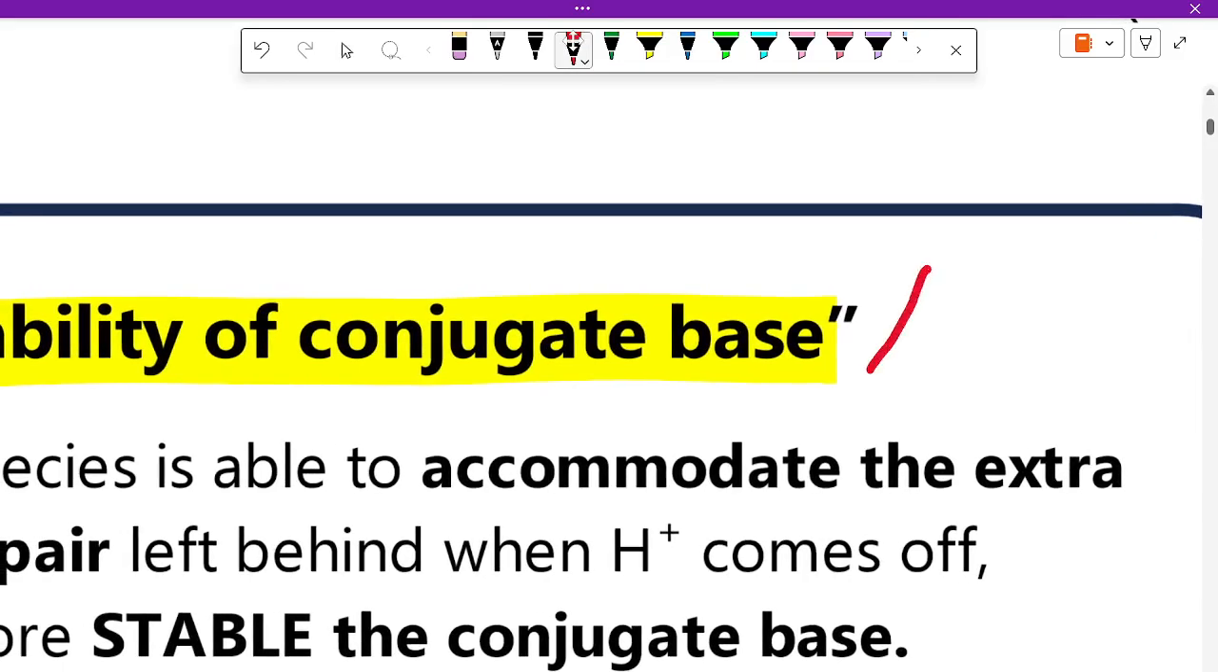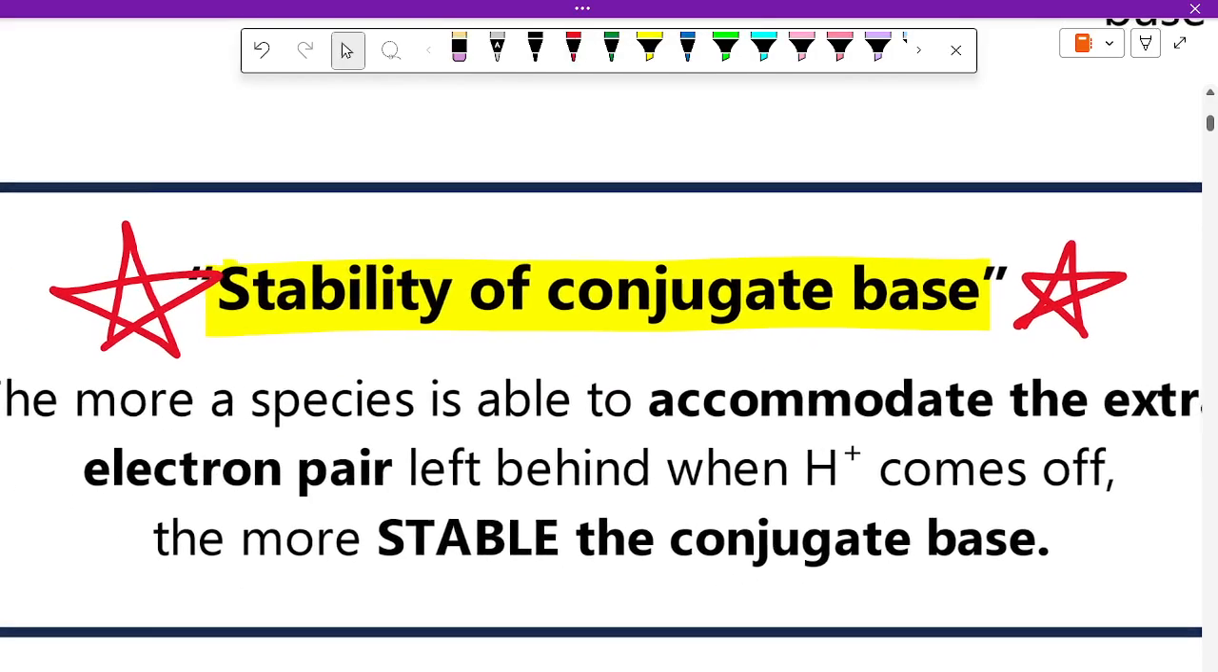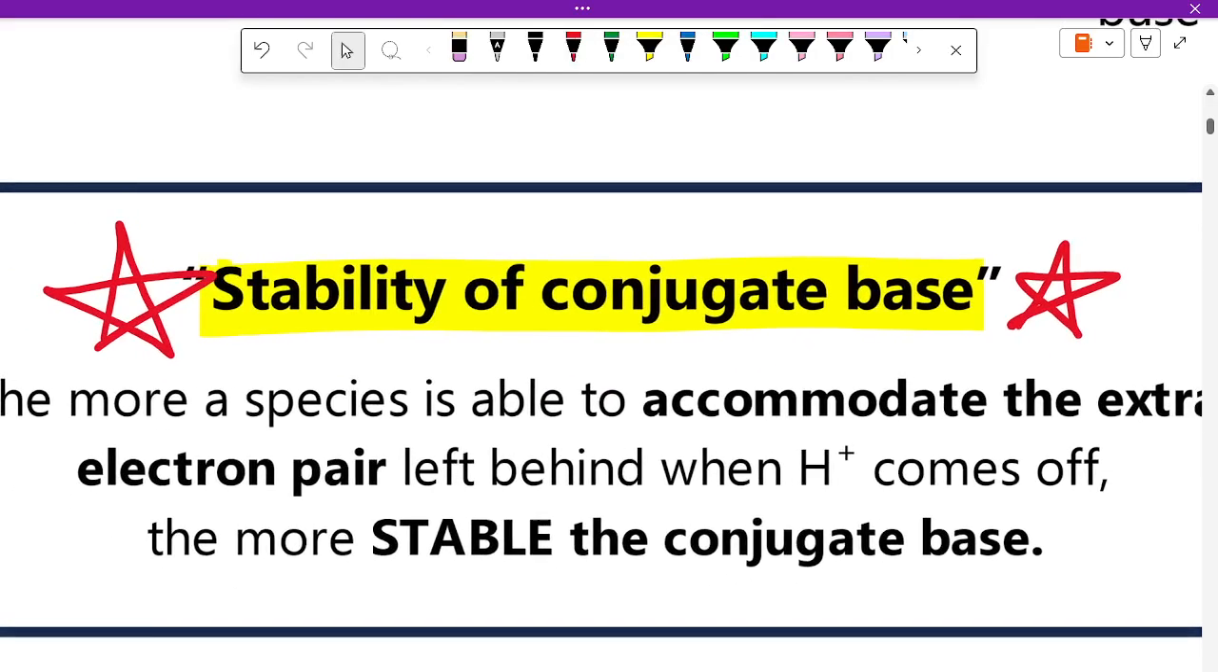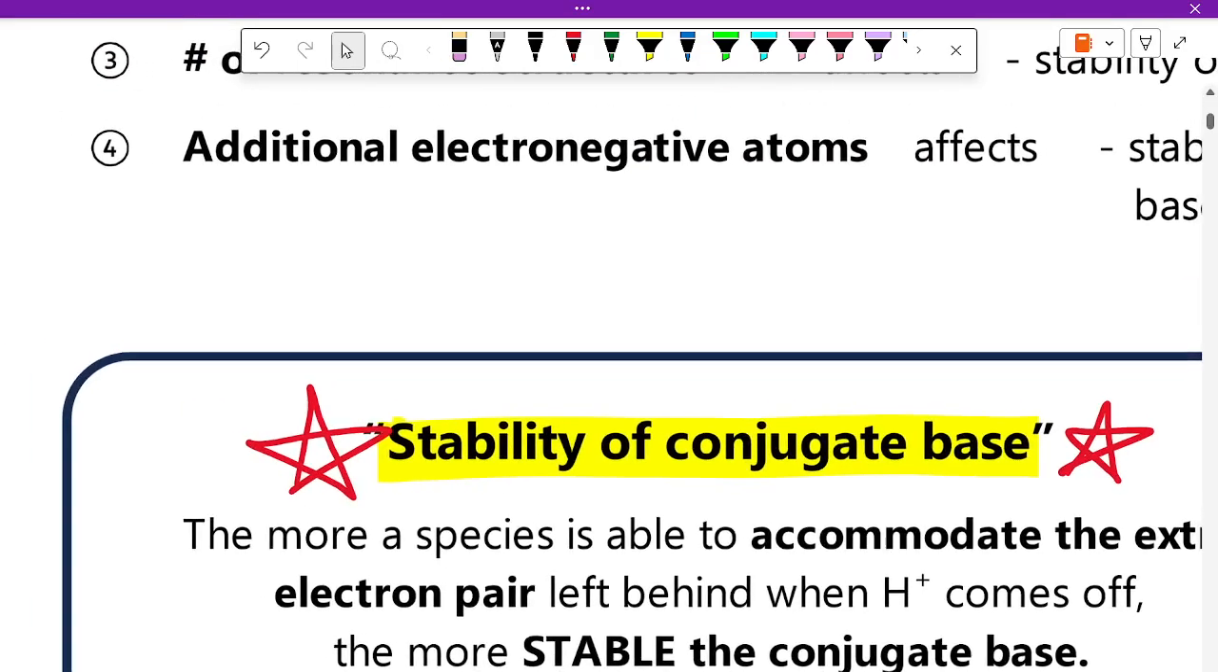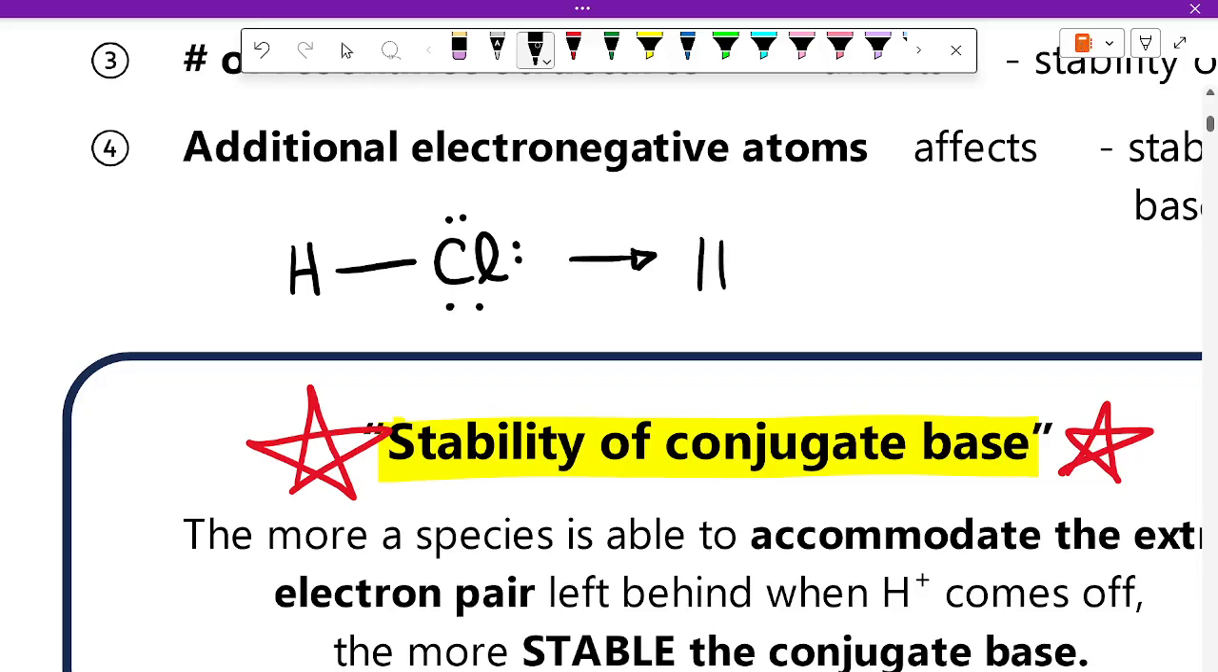What does that mean? Well, when a hydrogen comes off, what does it leave behind? It leaves behind the conjugate base. So if I had, let's just say, HCl, and I draw the Lewis structure for that, when the H comes off, what does it leave behind? It leaves behind a lone pair of electrons.